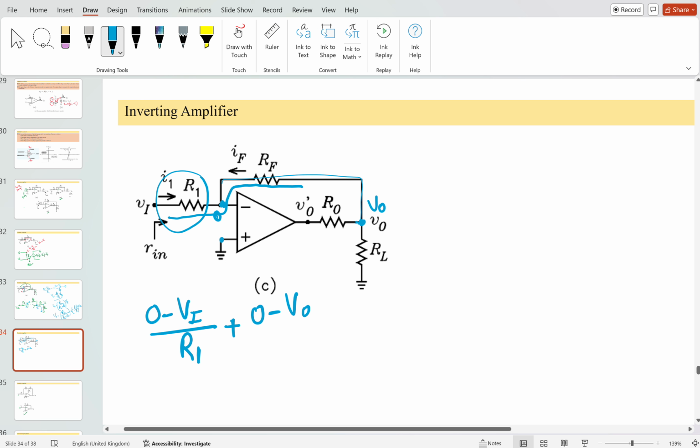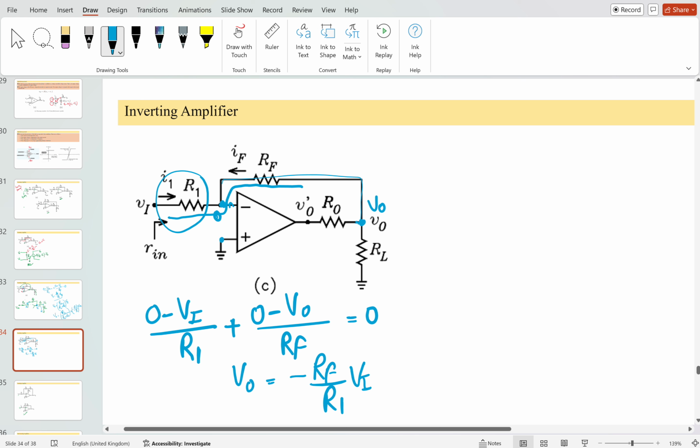because in this branch, what is the current? The voltage difference divided by resistance. V divided by RF is equal to 0, because the negative side there will be no current into the system. So V output will be simply equal to minus RF by R1 times V input. Okay, that is the same answer we have got from the previous one. Okay, any doubt?